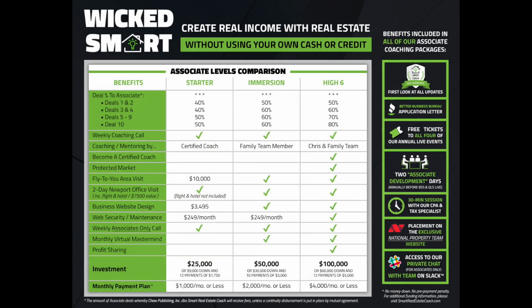All right, guys. So here we have, if you look at the comparison chart that is probably flashed right here on the screen for you, you'll see that there's deals 1 through 2, 3 through 4, 5 through 9, and 10 for all the levels. That doesn't change. We've made it quite simple. So it's a 10 deal cap out. What does cap out mean? It means when you're an associate, after 10 deals, you don't have to share any deals with us.